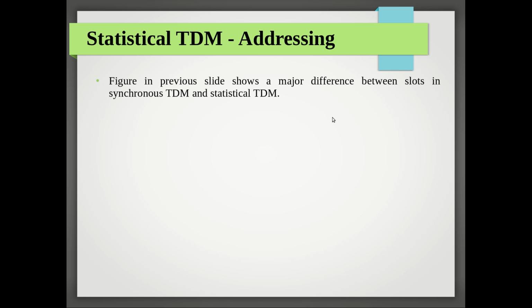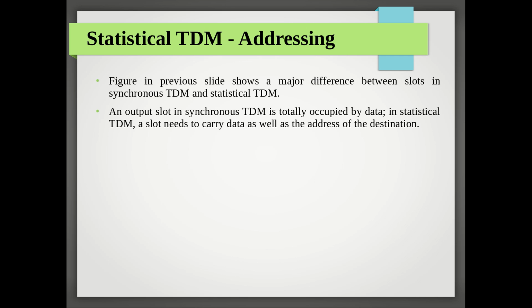So the figure in the previous slide shows a major difference between the slots in the synchronous TDM and statistical TDM. An output slot in synchronous TDM is totally occupied by data. In synchronous TDM there is only data, but in statistical TDM a slot needs to carry data as well as the address of the destination. In the sense, we are actually keeping the address of the source. Using this source address, it will be delivered to the address of the receiver, or source or receiver, whatever it is, where it is to be delivered.